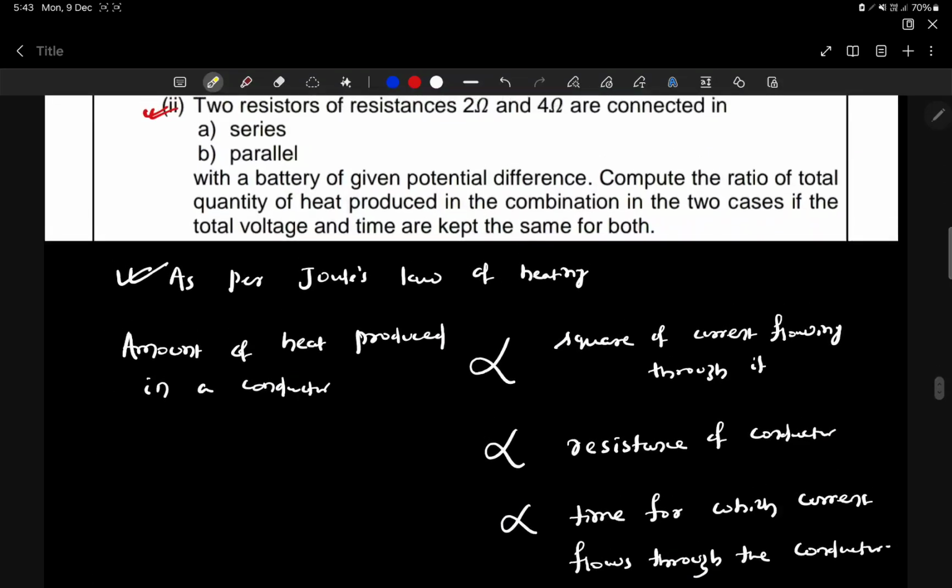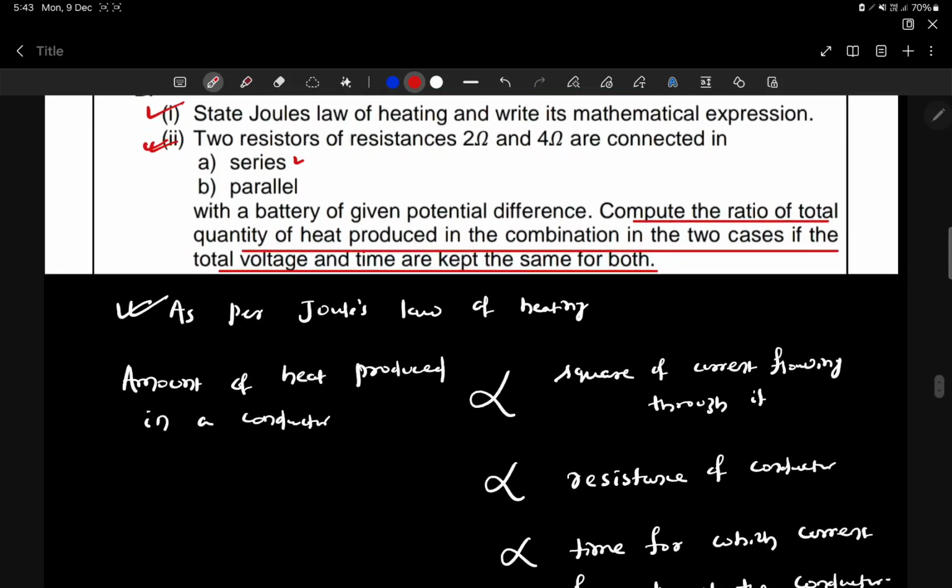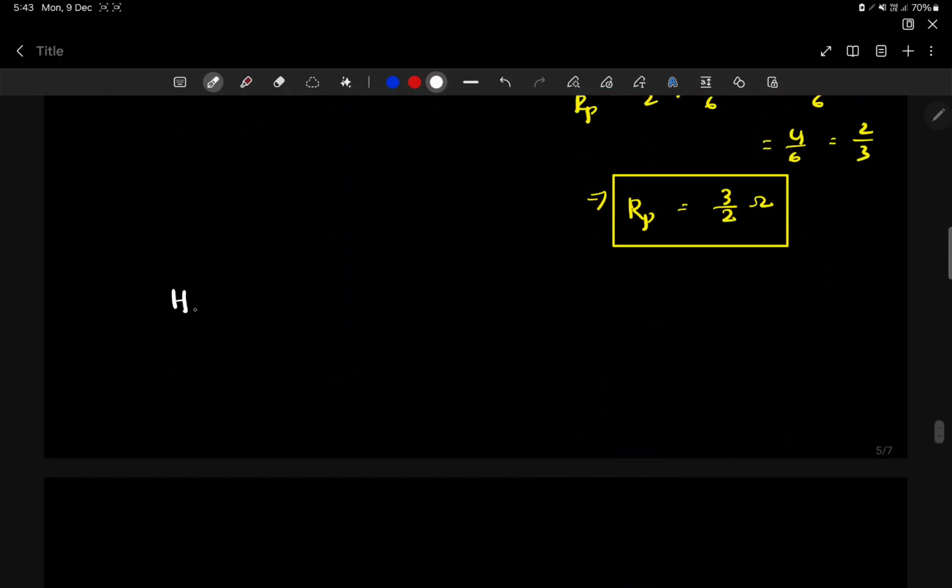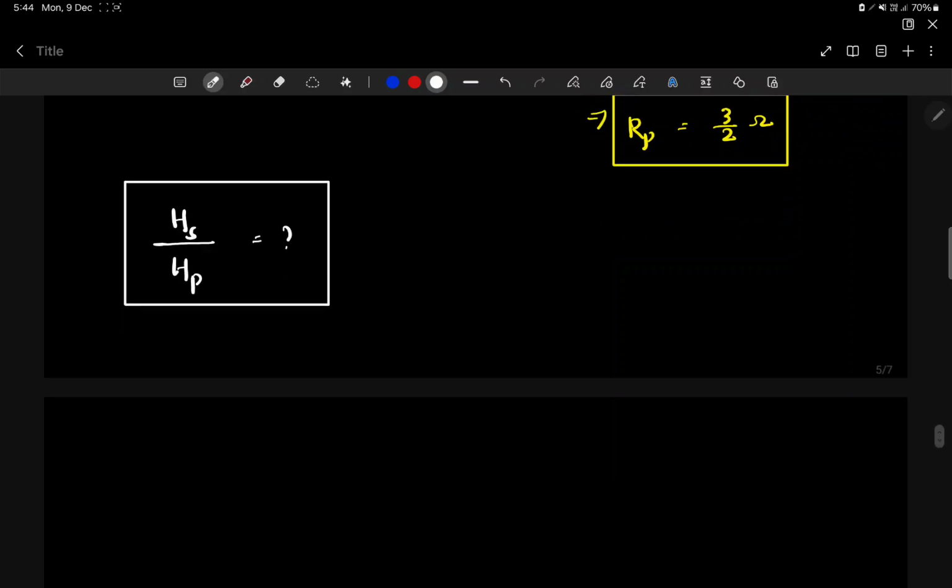So according to the question, compute the ratio of total quantity of heat produced in the combination in the two cases if the total voltage and time are kept same for both. Okay. So we have to calculate the ratio of heat produced. According to the given question, first they are in series, then in parallel. So we have to calculate the ratio of heat produced during series connection to heat produced in parallel connection. Hs by Hp we have to calculate.